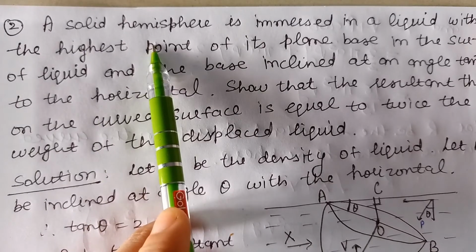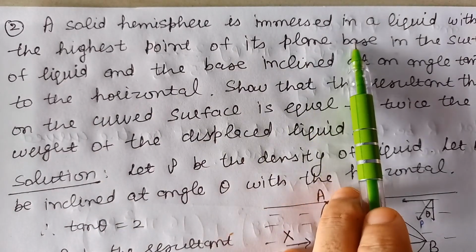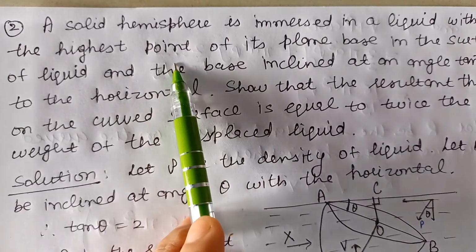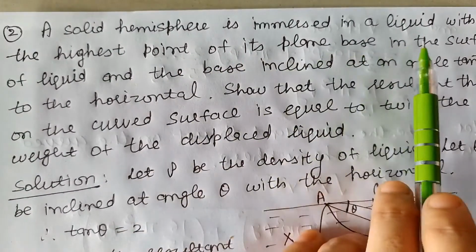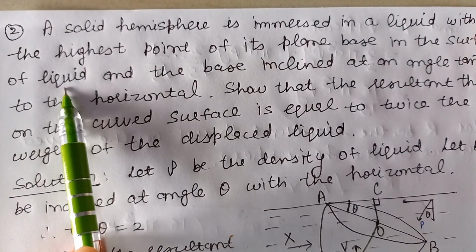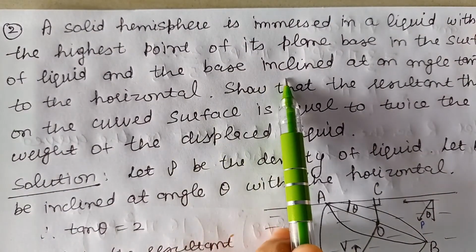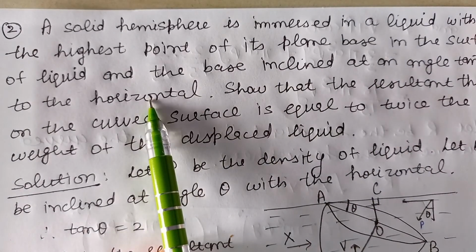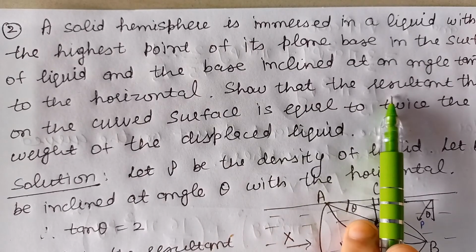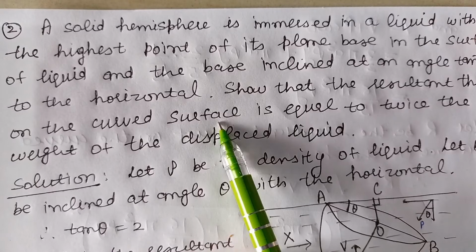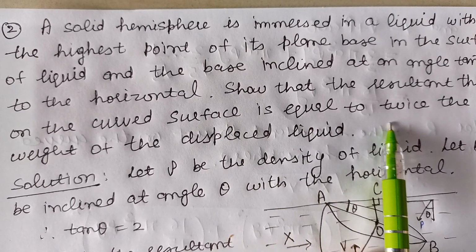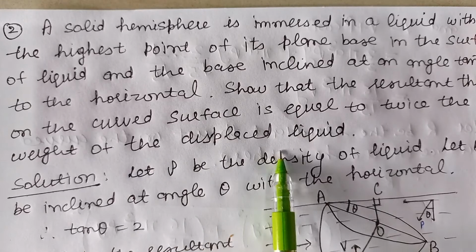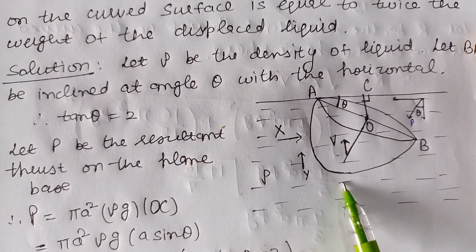A solid hemisphere is immersed in a liquid with the highest point of its plane base in the surface of the liquid, and the base is inclined at an angle tangent inverse 2 to the horizontal. We have to show that the resultant thrust on the curved surface is equal to twice the weight of liquid displaced. So let us consider a solid hemisphere which is immersed in a liquid.